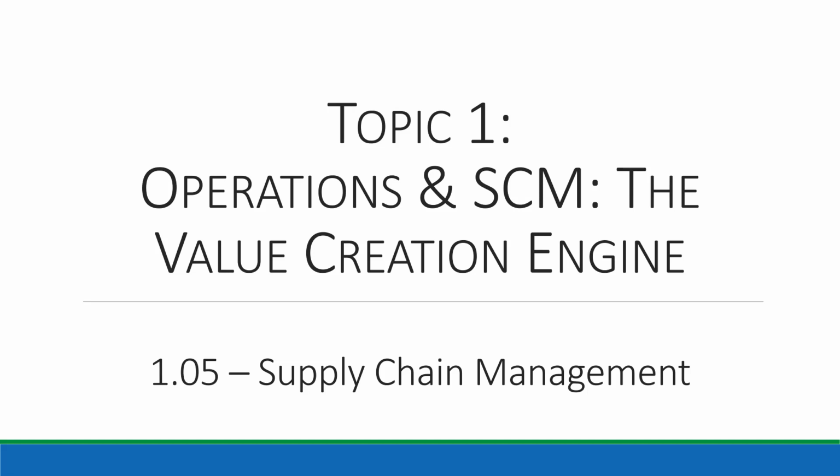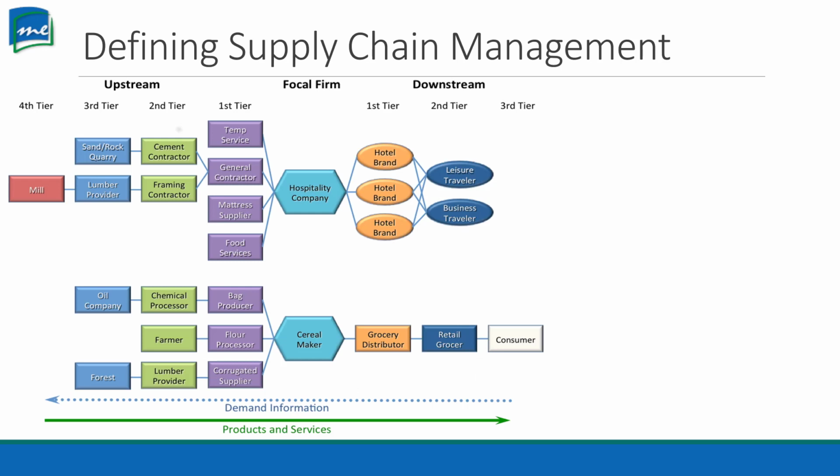So another way we create value is just the plain supply chain management. So here we're going to show you a supply chain, but first we have to define it. So here is an example of a supply chain. We have our upstream, our focal firm, and our downstream. So we have two right here. So we're first going to look at this first one, this hospitality company.